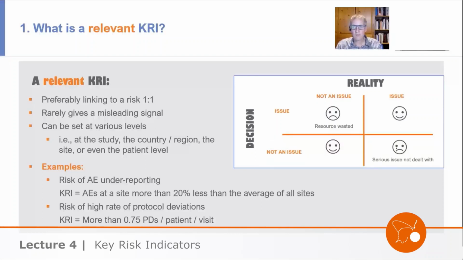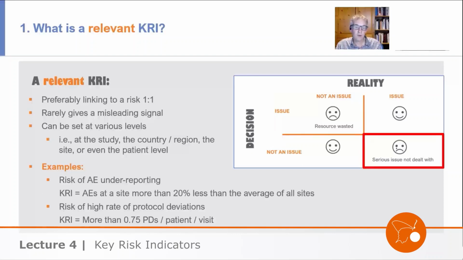But of course, what we want to try and minimize are the other two. It's the ones where in reality there's not an issue, but we get a signal from the key risk indicator, so it's a misleading signal, and we spend time looking into it, and in fact it's not really an issue at all that we need to worry about.